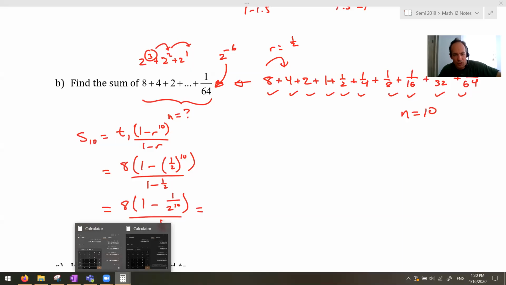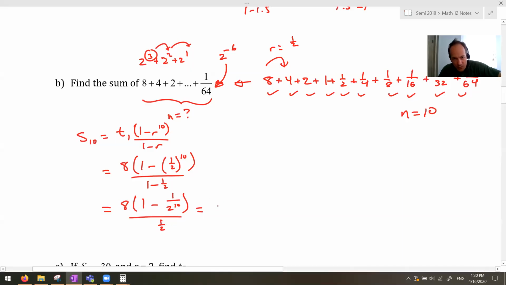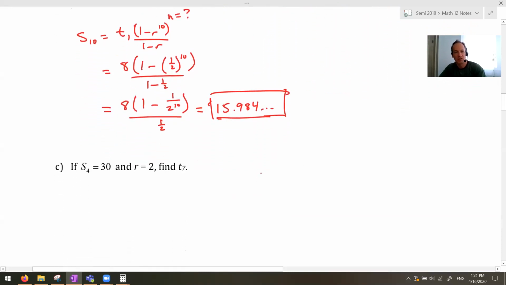15.984, and it keeps on going, but it's almost 16. Now take a sec, does that make any sense? You're adding numbers like 8 plus 4 plus 2 plus 1. So 8 plus 4 is 12, plus 2 is 14, plus 1 is 15, and then 15 and a half, and then 15.75. There's no way we're ever getting higher than 16. So 15.984 makes some sense.